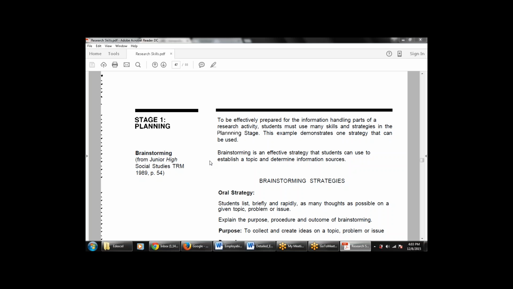In the last class we started with chapter number 6 and finished the three stages, that is the planning, information retrieval, and information processing. Today I am going to start with stage number 4, that is the information sharing.